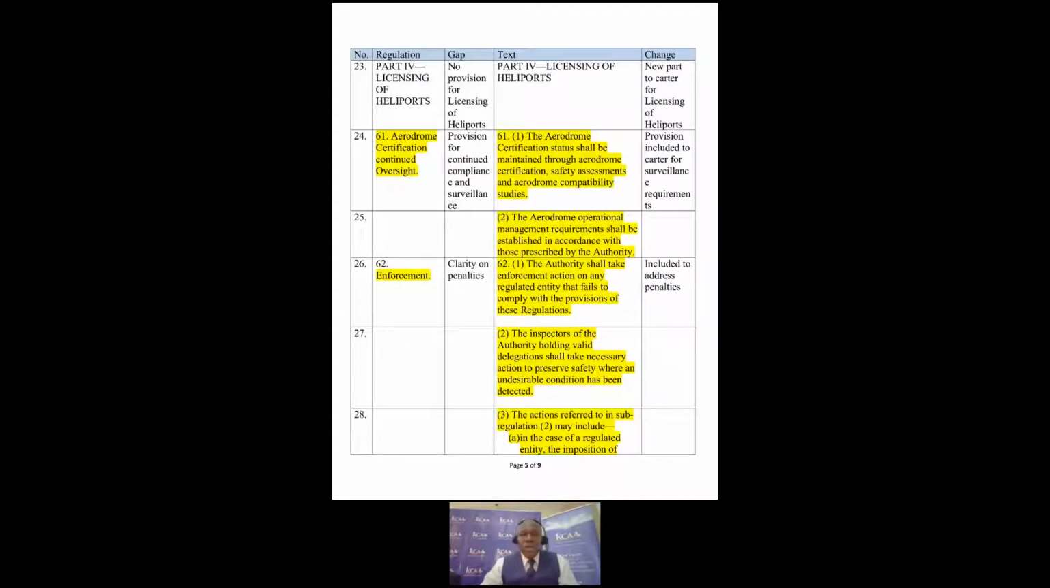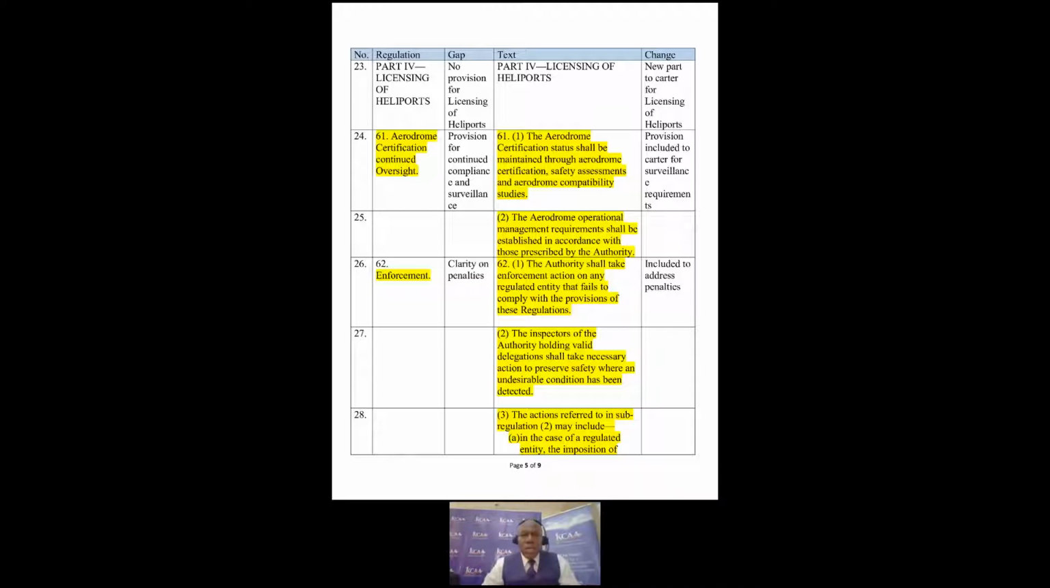We have also included Part 4 in these regulations. Previously, the certification licensing and registration regulations did not explicitly address the issues of heliports. So we have provided for Part 4, which addresses licensing of heliports. The entire part is a new part that has been introduced to address licensing of heliports.